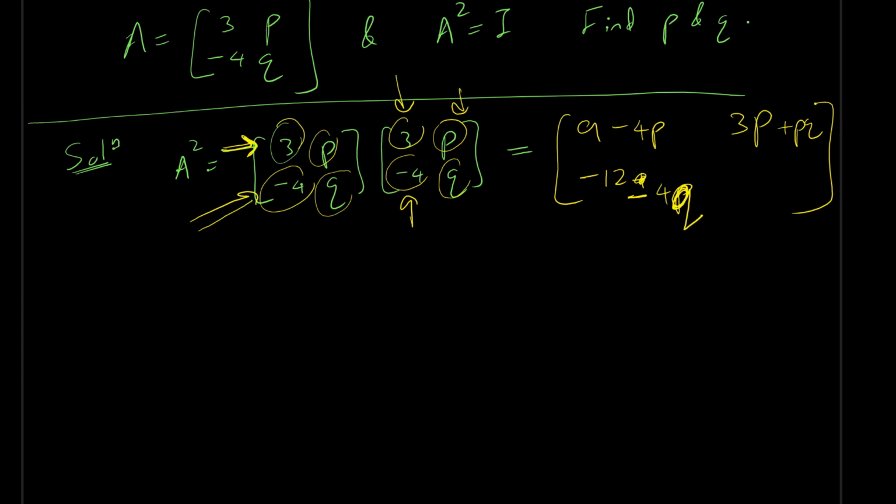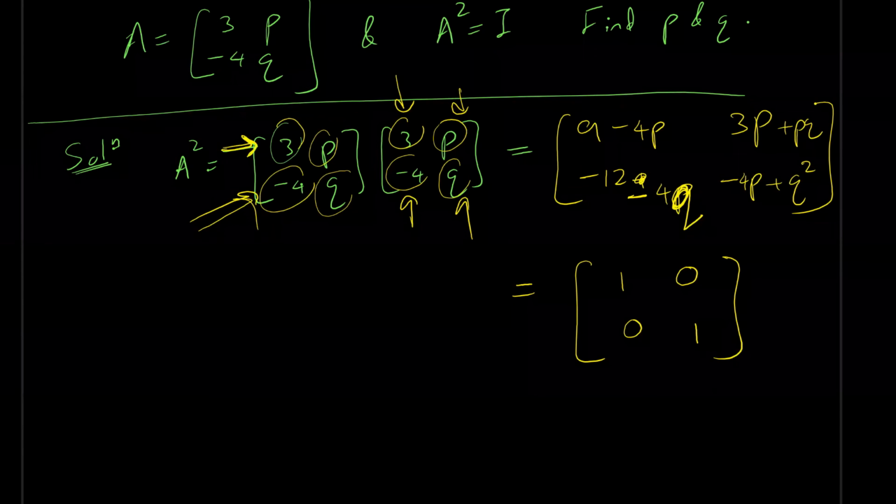And then finally this row with this column, so negative 4P, plus q squared, right? Now it's given that this guy is equal to identity. So now this will create 4 equations.